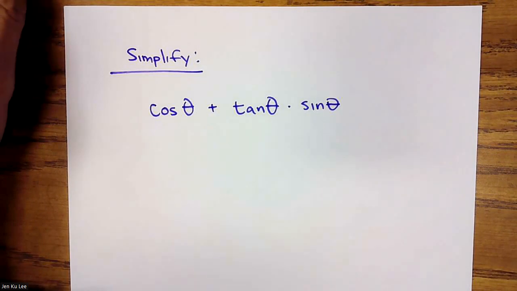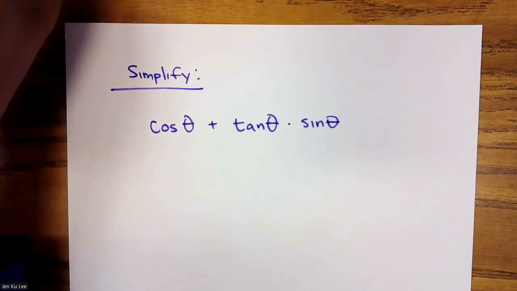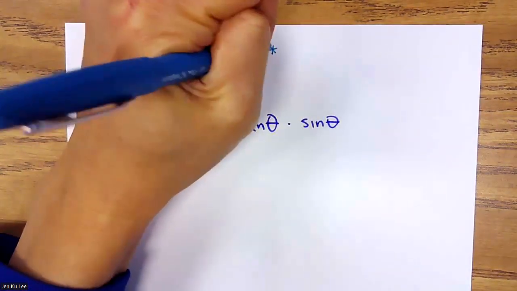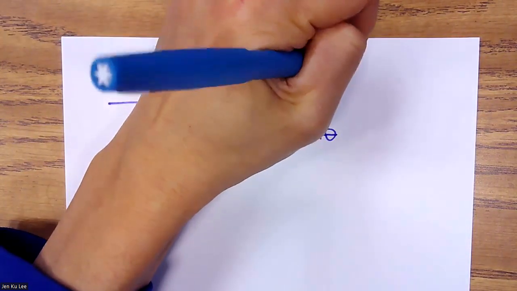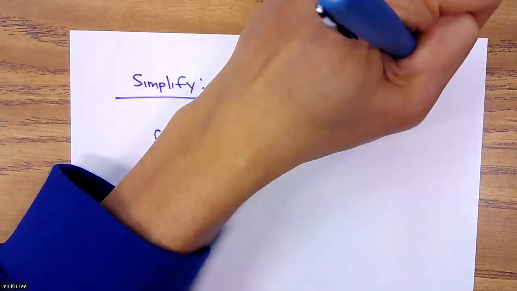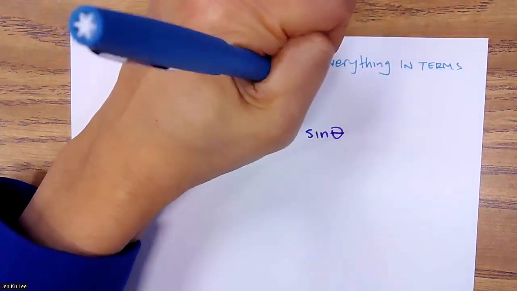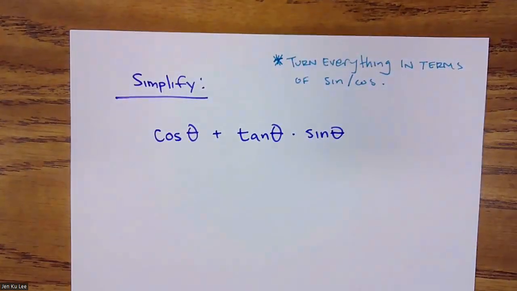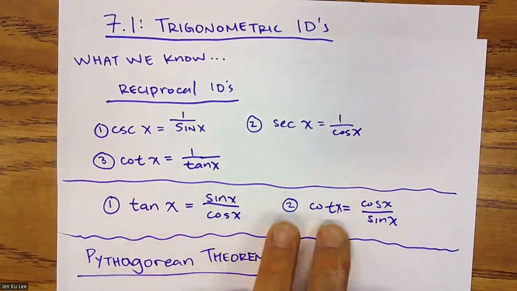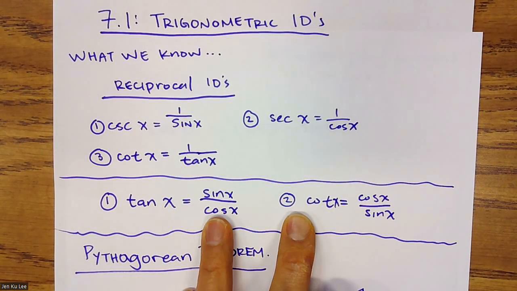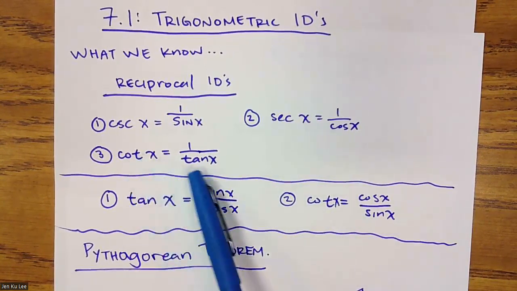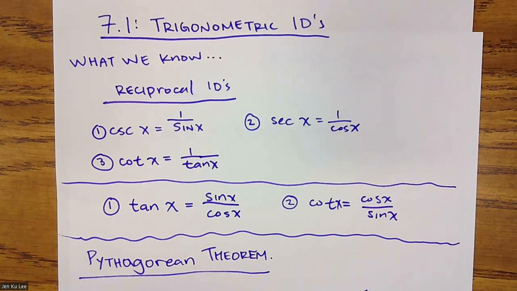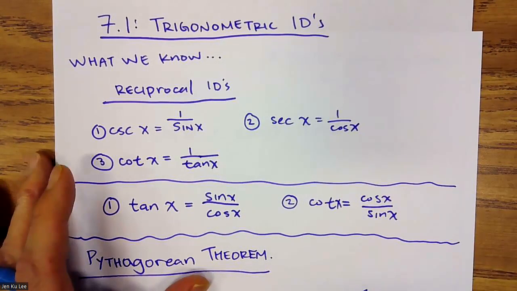Cosine of theta plus tangent of theta times sine of theta. Okay, here, my tip number two, turn everything in terms of sine and cosine. Okay, so you want to turn everything into sine and cosine because using just the reciprocal identities and these two identities here, we can turn everything into sine and cosine, right? Cosecant, secant are reciprocal identities of sine and cosine. Whenever you see a tangent or cotangent, you're going to just turn it into this, right? So we've covered all the bases. Everything can be turned into sine and cosine, right? Okay, so let's do that.